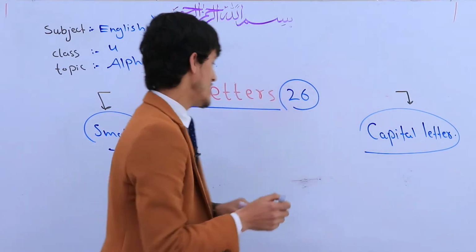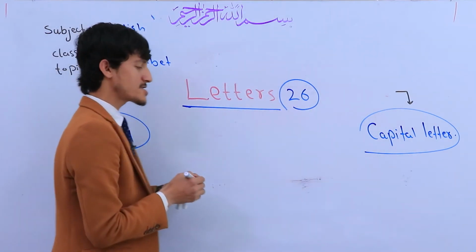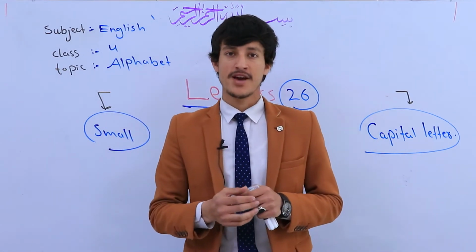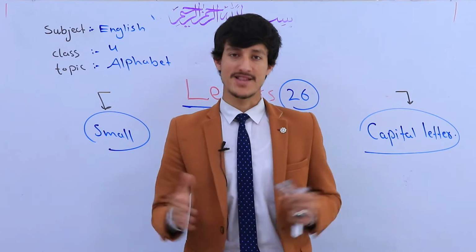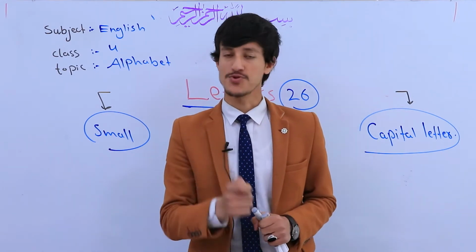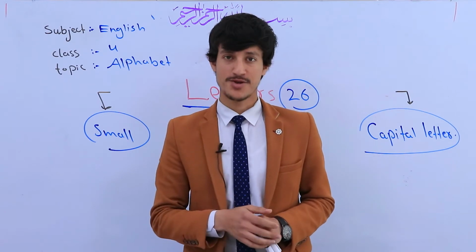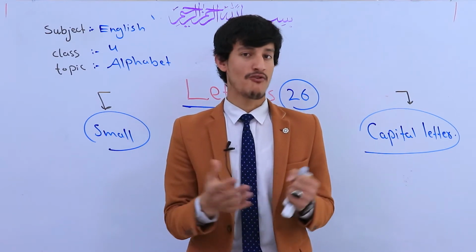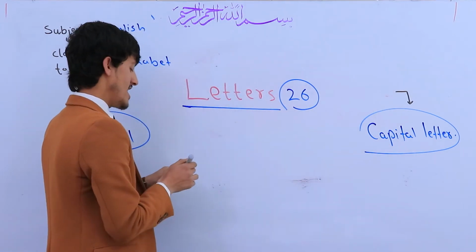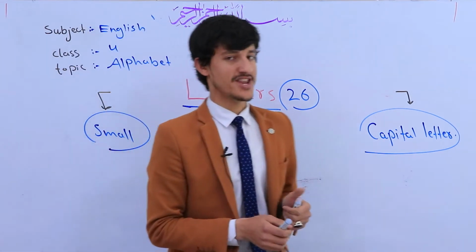Now, do you know what is a capital letter and what is a small letter? Capital letter means big letters. In small letters, it means small letters. Okay, you know the first letter in English.